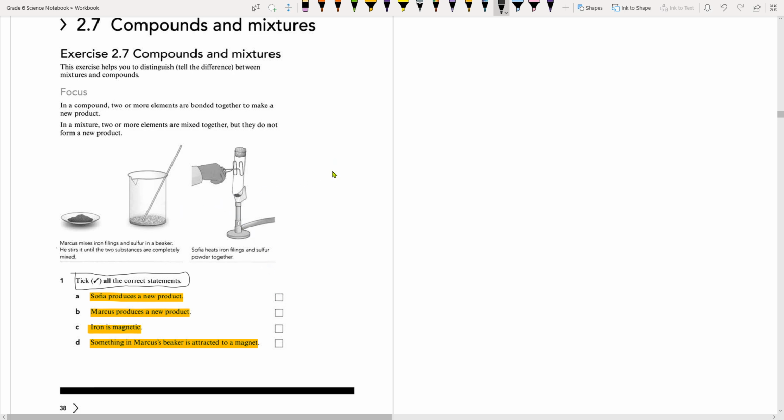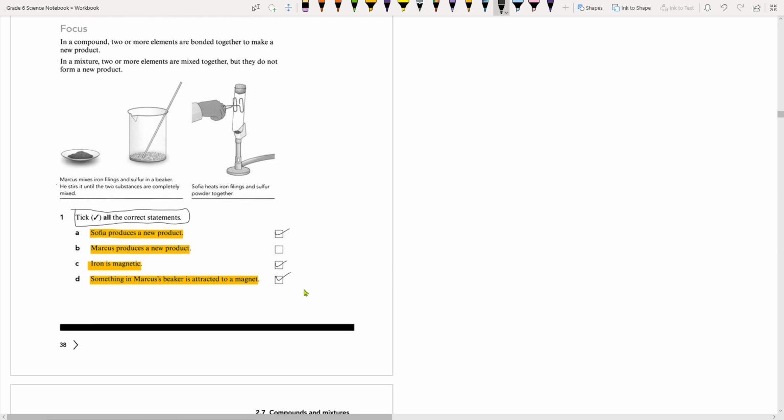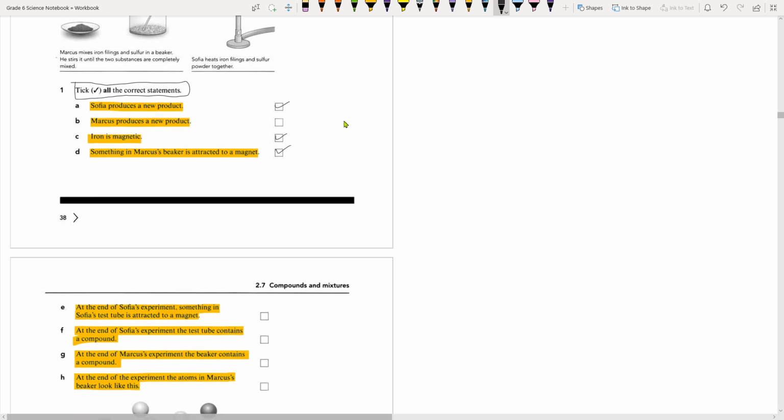If you remember, I took you guys to the lab and explained this whole experiment so that you could understand what was really happening in this exercise, right? So over here, that is magnetic. That is going to be true. The one that is wrong, I'm just leaving it empty. I do not need to put a cross in there at all. Not to be done. At the end of the experiment, is something attracted to a magnet?